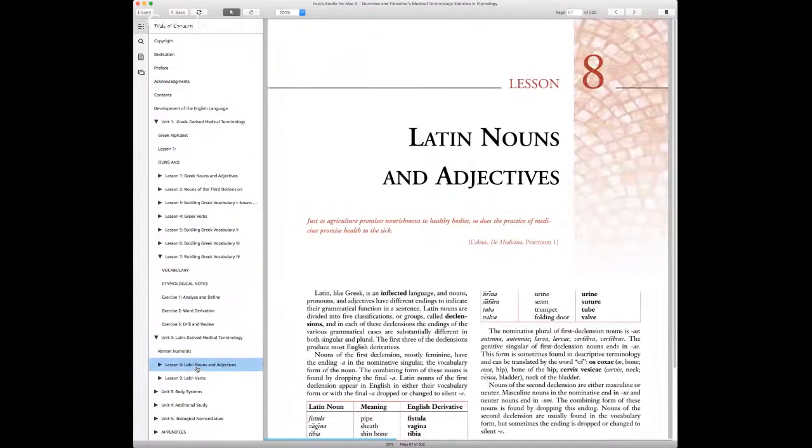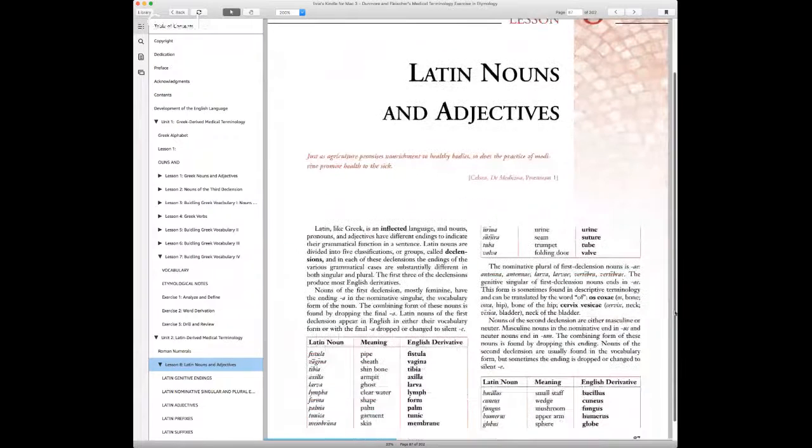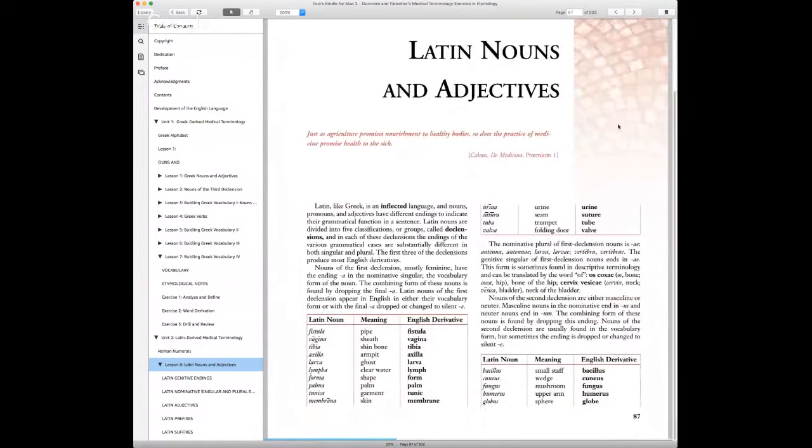The chapter we're really going to be focusing on for week five is Latin nouns and adjectives. The book gives quite an extensive overview of Latin grammar and how it's used in medical terminology. Of course, I want you to read the book, or at least look it over. Especially helpful is that they list a lot of Latin nouns, some of which come right into English and are used as words.